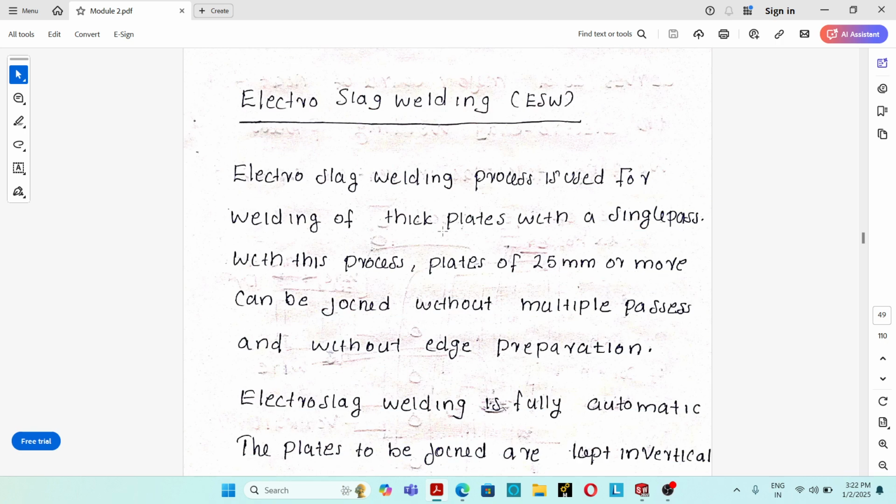Next is the electroslag welding process. The short form is ESW welding process.